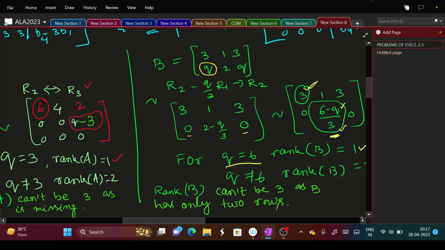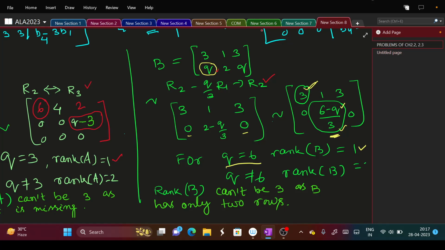Next, we will go to the matrix B. The given matrix is 3, 1, 3, q, 2, q. To make this q 0, I will do this operation, that is R2 minus q by 3 R1 stored in R2. Now, first row remains as it is, 3, 1, 3. Second row, this value is divided by 3 and multiplied with minus q. So here I am getting minus q.